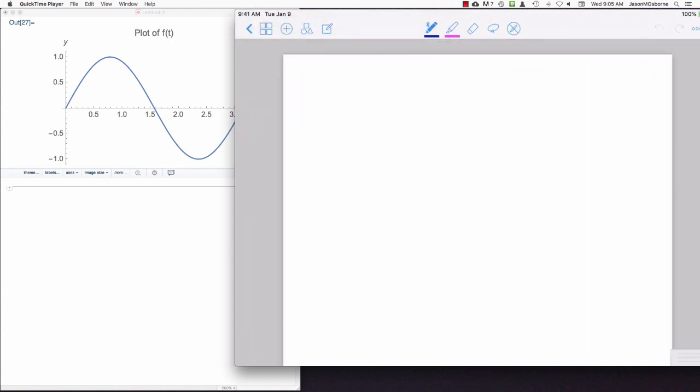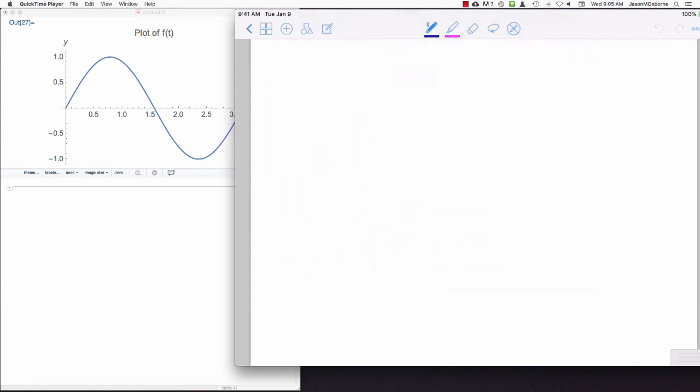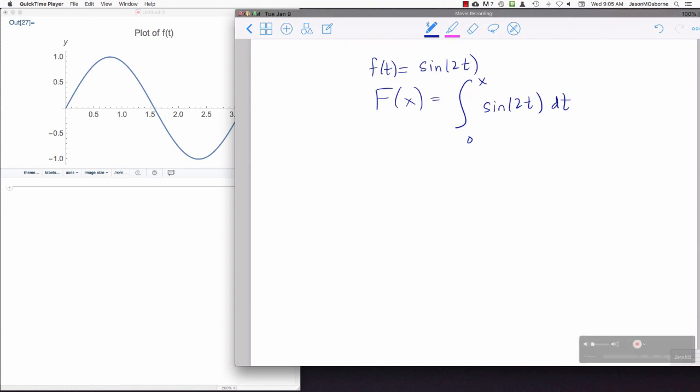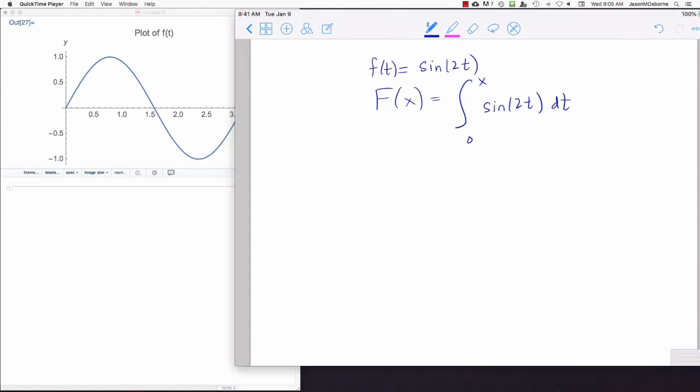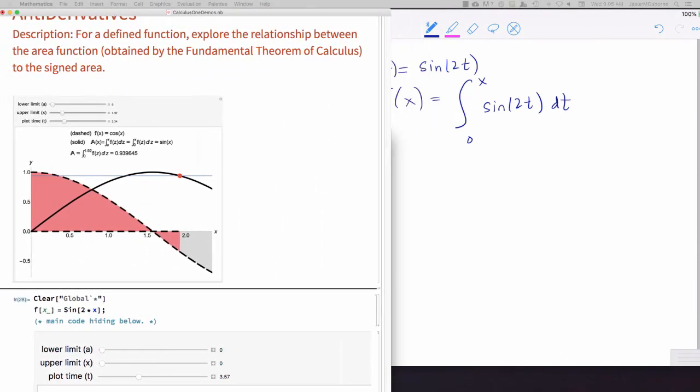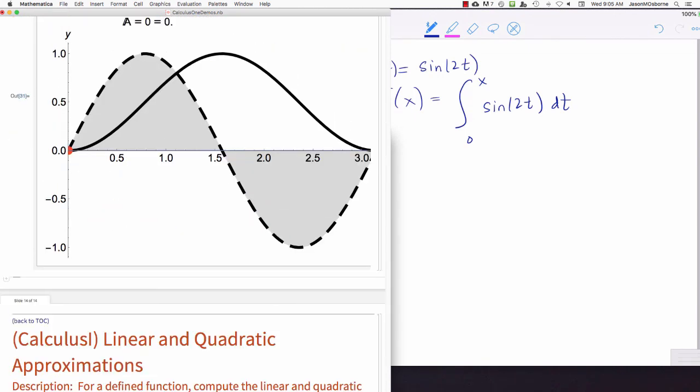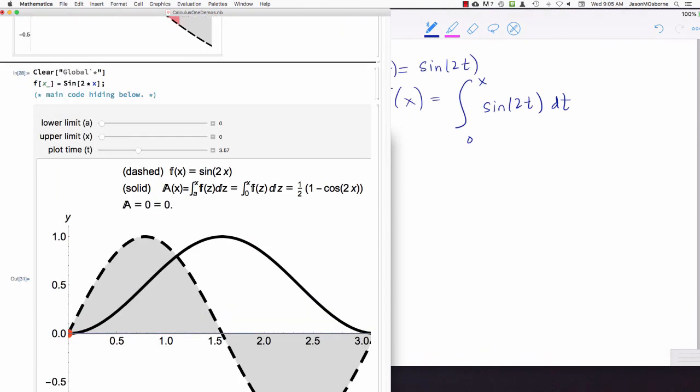Okay. So what if I were to tell you that that function f of t is the graph of sine of 2t? And therefore, the capital F of x function that we're looking at is the integral from 0 to x of sine of 2t dt. Okay? And now we have the opportunity to bring in a better graph of what's going on, something with specific numbers.